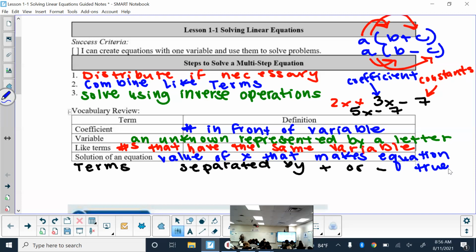So once we get x equals whatever, that's my solution. It should be what makes the equation true. Questions? All right, so finish writing that definition and then we'll jump into some examples.